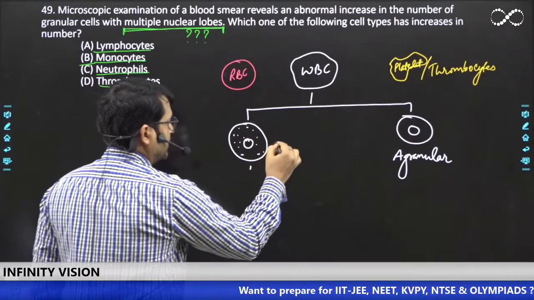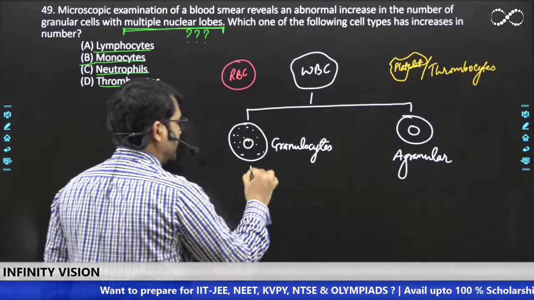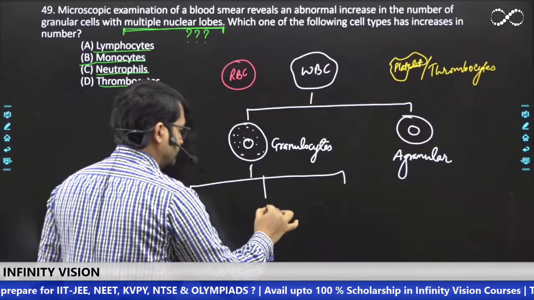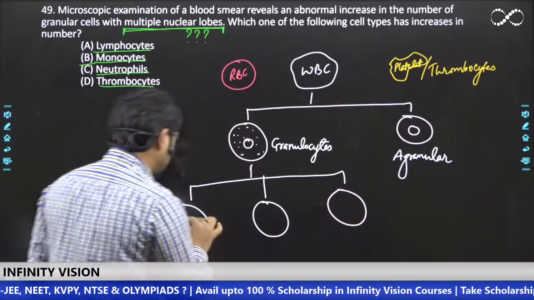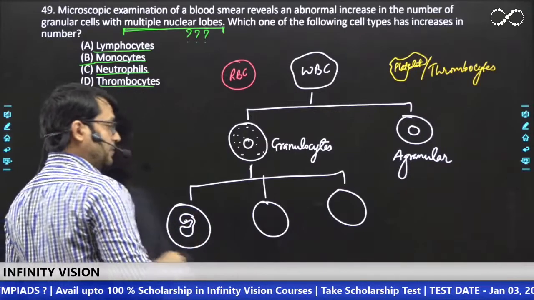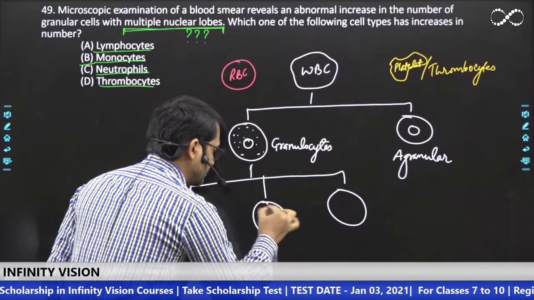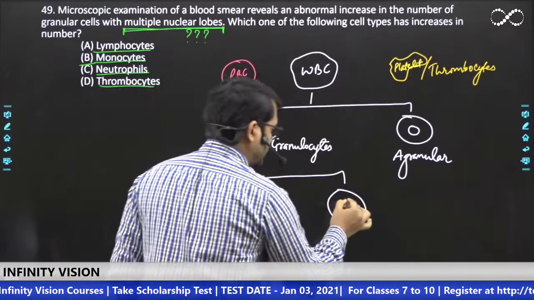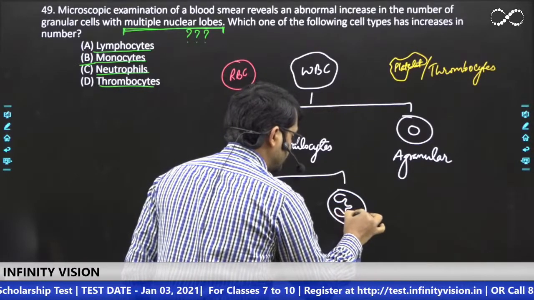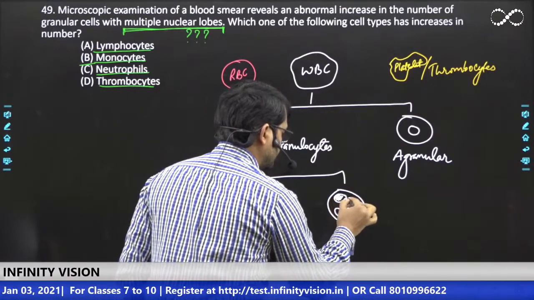Further, these granulocytes, why do we call them granulocytes? Because there are granules in their cytoplasm. It is of three types. This has a bilobed nucleus, this has maybe three-lobed, 2 to 3-lobed, and this has a multiple-lobed nucleus. Can you see?